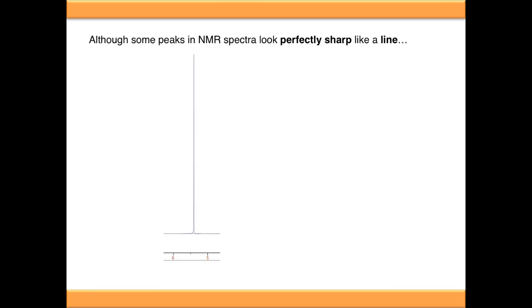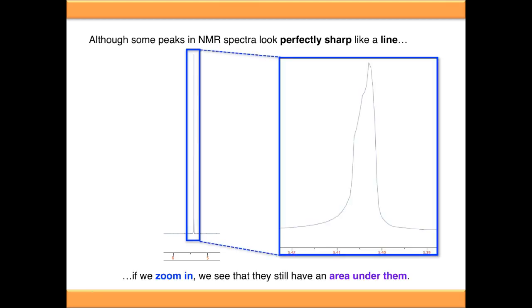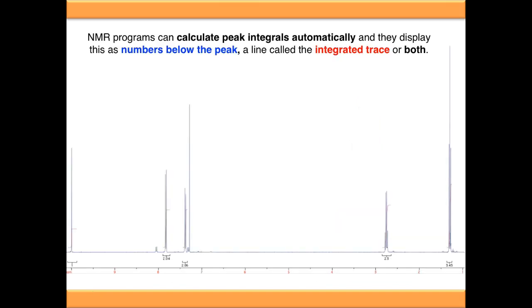Because you look at NMR signals and you think, well, they look like perfectly sharp lines, but actually if you zoom in on each of the individual peaks, you'll find that they're actually curves, and you can integrate the area under the curve to give you more data. So NMR processing programs will generally do this for us, and they will display this data one of two ways, either as numbers beneath the peaks down here, or as what we call the integrated trace, which are these red vertical lines that run through each signal.